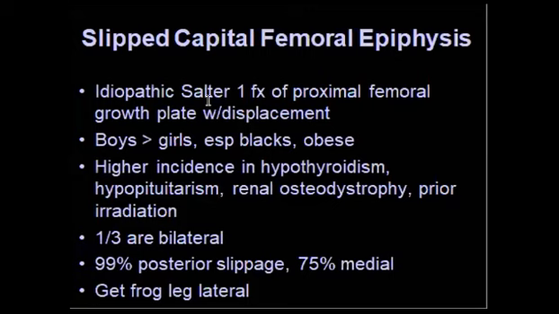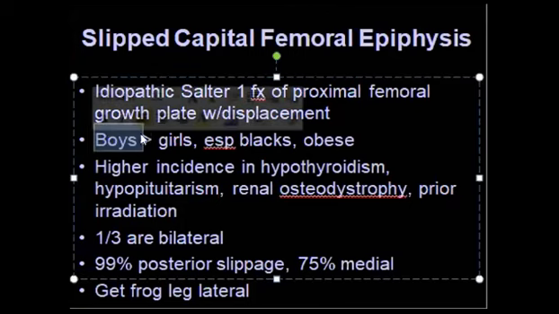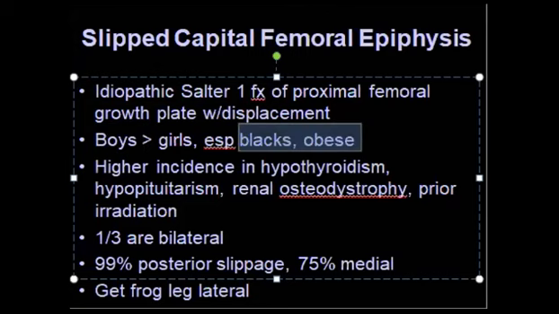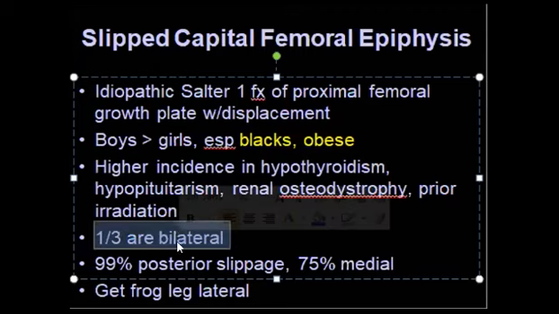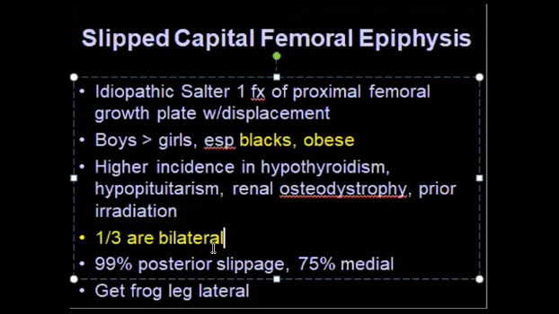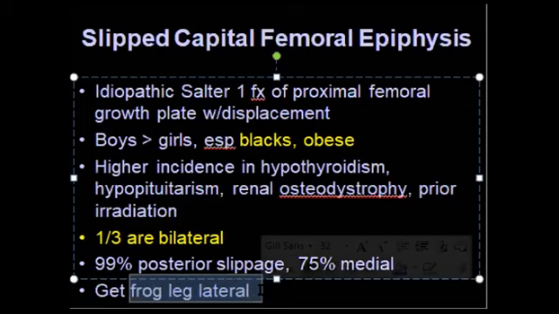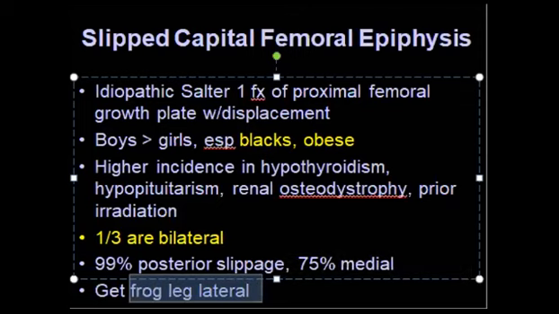Slipped capital femoral epiphysis: idiopathic Salter type 1 fracture in the proximal femoral growth plate. Boys are affected more. They like the black and the obese, so this is the type of patient that may come to you in the MCQ. There is a higher incidence with hypothyroidism, hypopituitarism, renal osteodystrophy. Sometimes it comes bilateral, which is a third of cases, so take care. It is easiest if you find the frog leg lateral position.